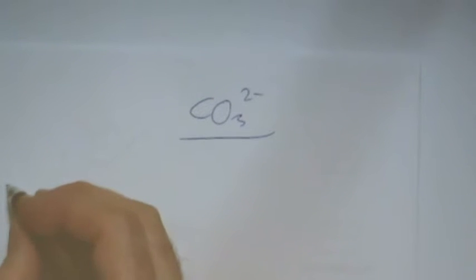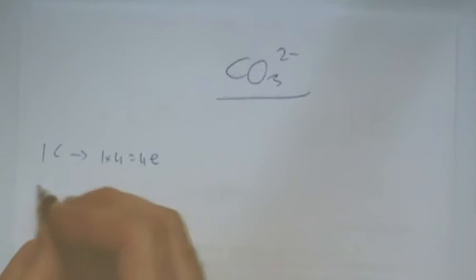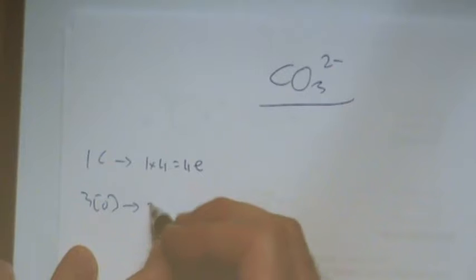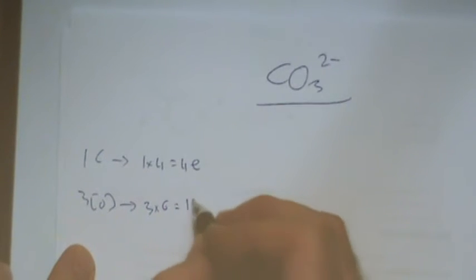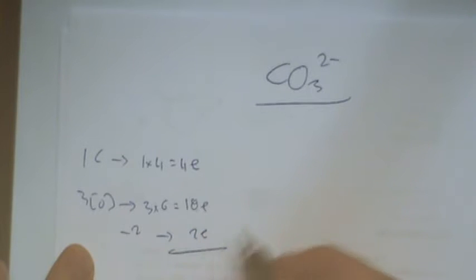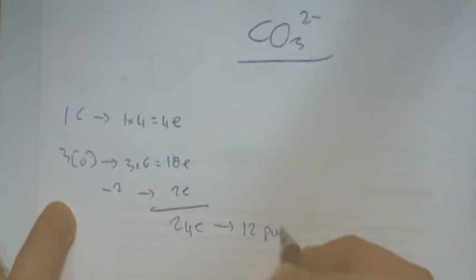So, we have one carbon. That will give us 1 times 4 electrons. We have 3 oxygens. We put them in brackets, so it will look like O3. 3 times 6, 18 electrons. We have a minus 2 charge. That means we have 2 more electrons. So total is going to be 24 electrons. That means 12 pairs. Yes?